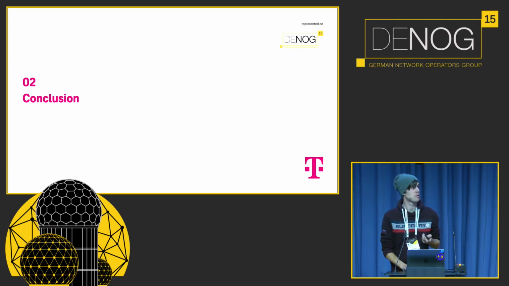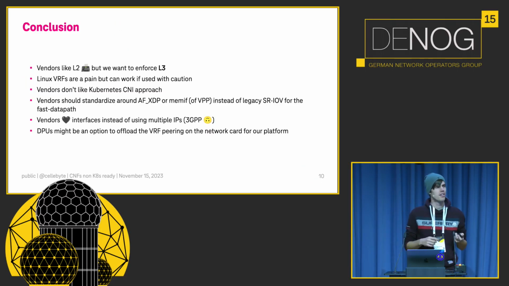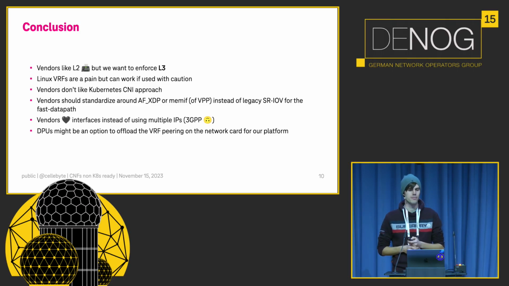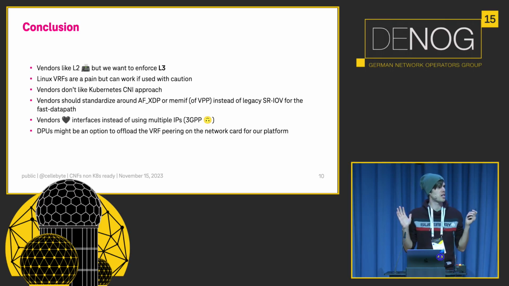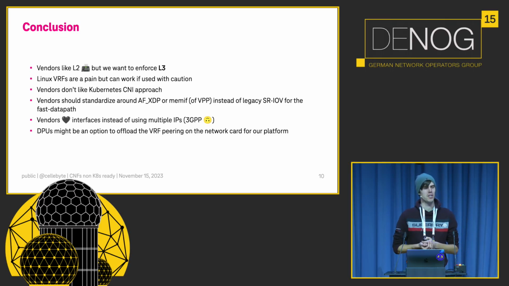So now let's come to the conclusion. Vendors heavily like layer 2, and we try to enforce layer 3 on them. We have a lot of problems, or had a lot of problems, with Linux VRFs when doing route leaking. Also on that, later we will have a talk. And vendors really don't like the CNI approach of Kubernetes. We still don't know why. But they just use easier CNIs for them, like MACVLAN or IPVLAN.